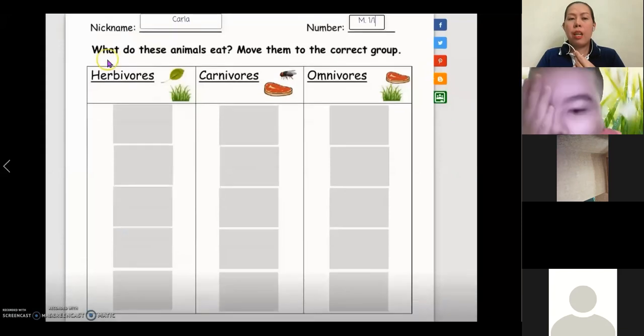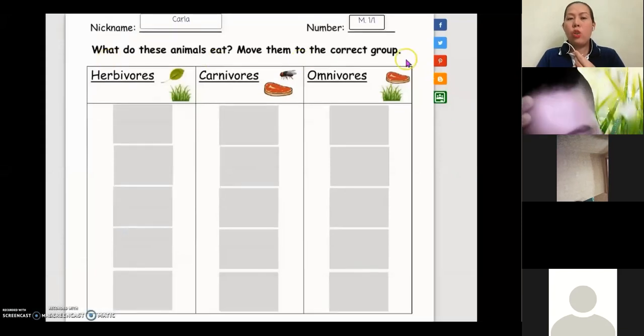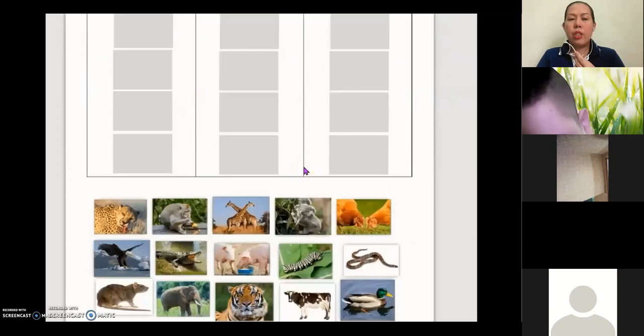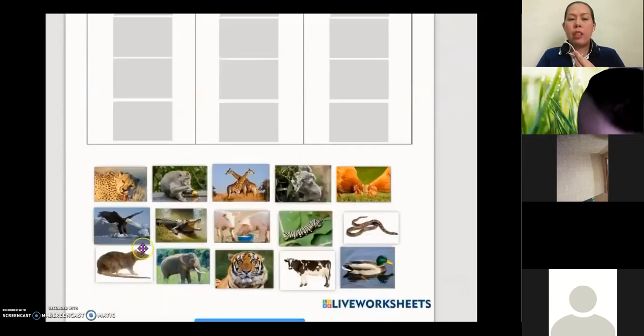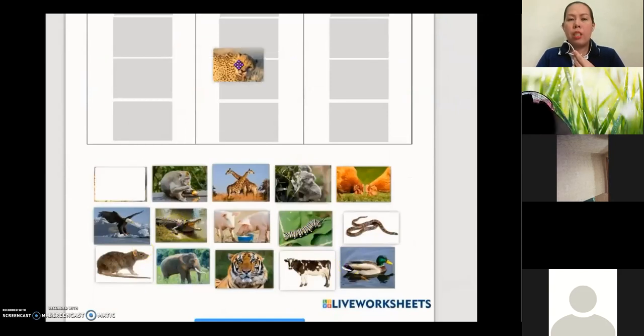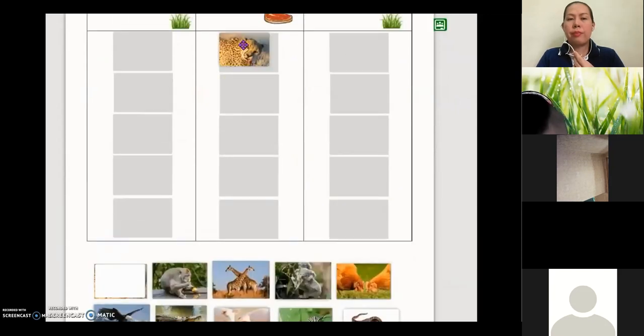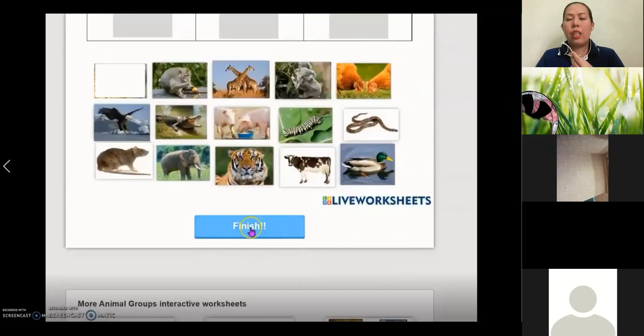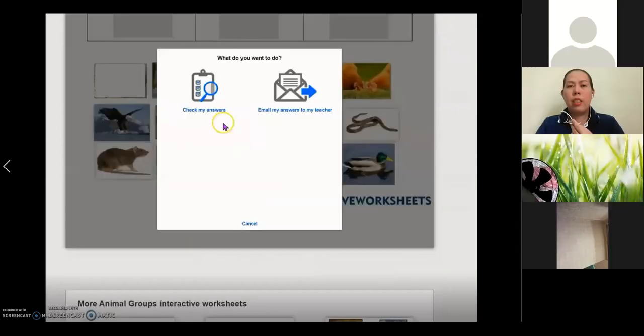So we have 3 boxes. What do animals eat? You need to move and drag the picture to the correct column. We have herbivores, carnivores, and omnivores. For example, the first one here, we have to drag and put it in the correct box. So you know what to do, right? You will click finish, check the answer, take a picture and send it to me in LINE.